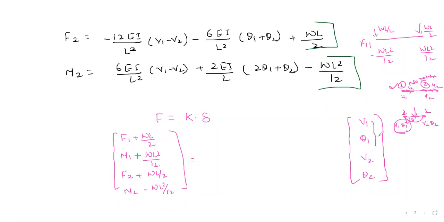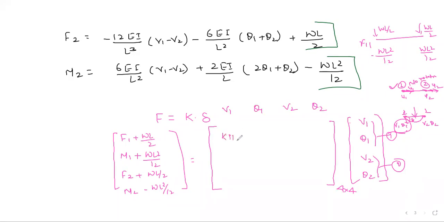So V1, theta 1 will be at node 1, and V2, theta 2 is at node number 2. So here the stiffness matrix. Now, this is the force vector, see 4, and here the displacements are 4. So what will be the size of your stiffness matrix? The size of the stiffness matrix will be 4 by 4. And here it will again be V1, theta 1, V2, theta 2, and here V1, theta 1, V2, theta 2, and here the elements will come.